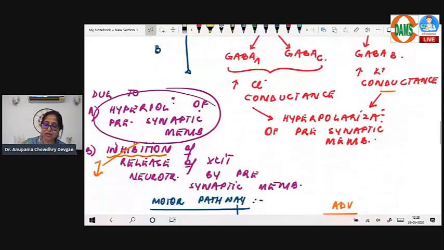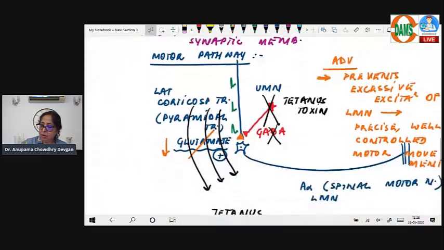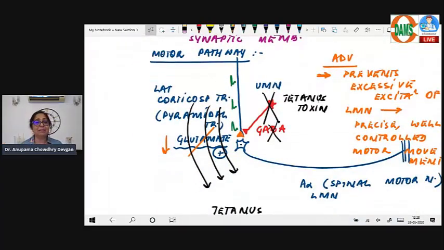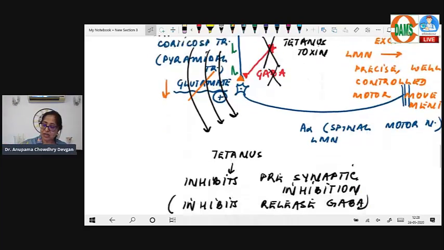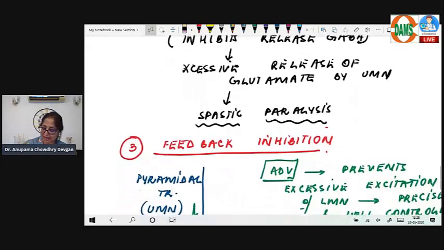I asked you a question here. What is it due to? It is due to hyperpolarization of the presynaptic membrane or inhibition of release of excitatory neurotransmitter. Better answer is A. Then I discussed with you what happens in tetanus toxin. Tetanus toxin will inhibit the presynaptic inhibition. It inhibits the release of inhibitory neurotransmitter, which in turn leads to an excessive release of glutamate by the upper motor neuron, causing a spastic paralysis.